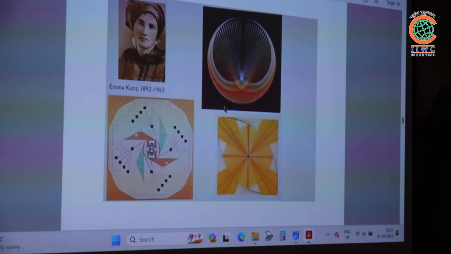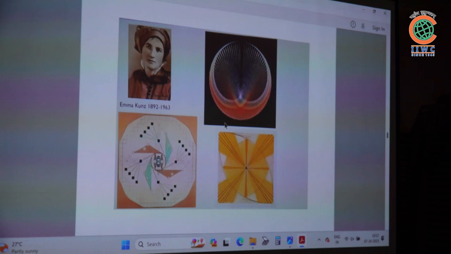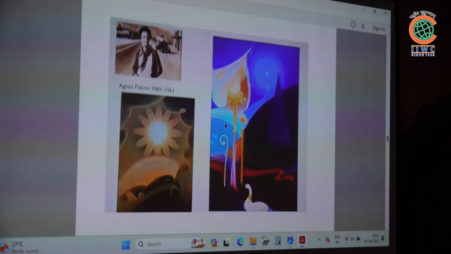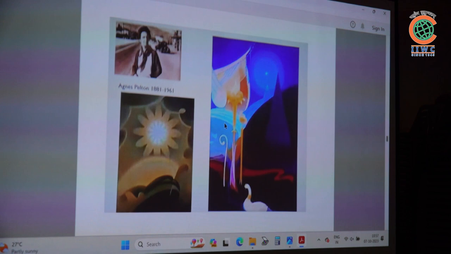And then here you can see Emma Kunz. Kunz is an artist, I think. You can see her work here. It's all like the tantric also, similar to that, but it also has an abstraction. Agnes Pelton, and then he's done these works. I'm showing this because it was going on up to 1961. Since the 1880s, 1848, it's gone up to 1961 here. I have just skipped lots of artists and works, but since we have this session for discussion also, I'm just showing it.